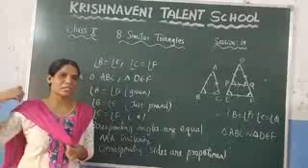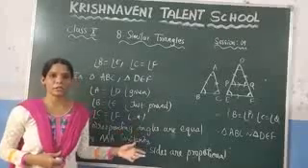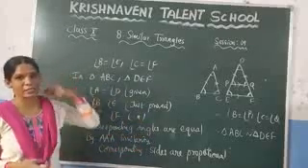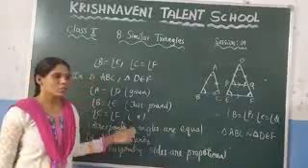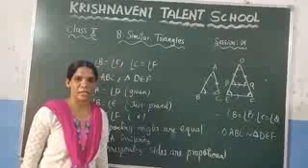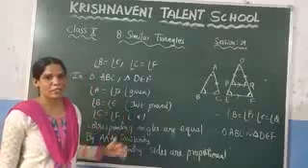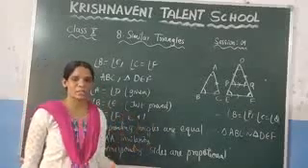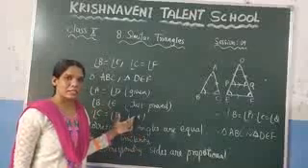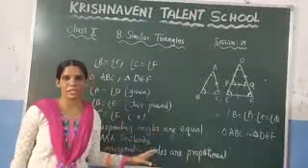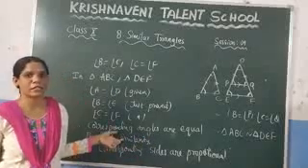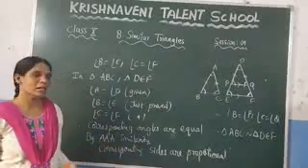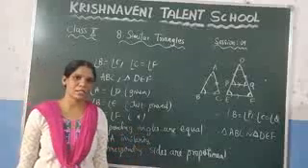So what does AAA say here? If you consider any two triangles, if the corresponding angles are equal, then we can say that the corresponding sides are proportional. So then you can say that those two triangles are similar. That is AAA similarity. And what is SSS similarity? If you consider any two triangles, if the corresponding sides are proportional, we can say that the corresponding angles are also equal. Then you can say that those two triangles are similar.